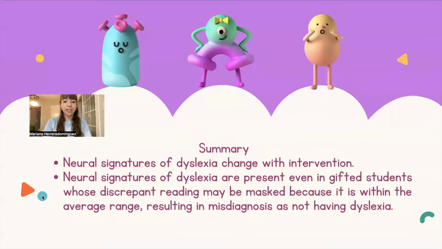Another interesting fact is that these neural signatures may be present even in gifted students. So what happens when gifted students have some difficulties in terms of their reading and writing skills and oral language and all of this, they might fall under the radar because they're gifted students. So those are some of the things that we have to look out for in order for us to really cater to students, whether they're gifted or not.